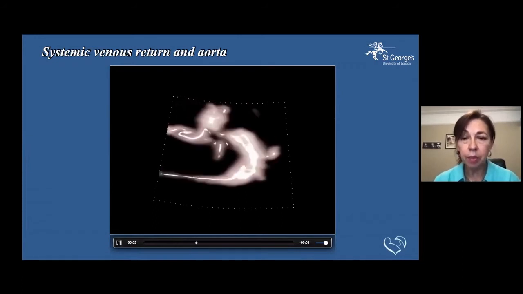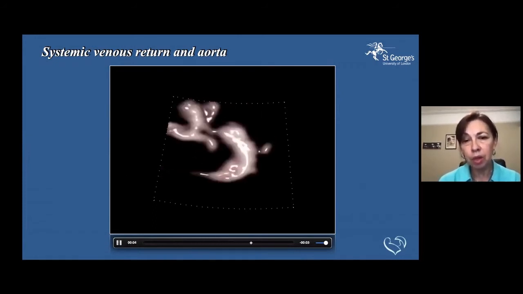Just let it play again, because the moving image is quite nice. So the left atrial appendage here, very clearly.